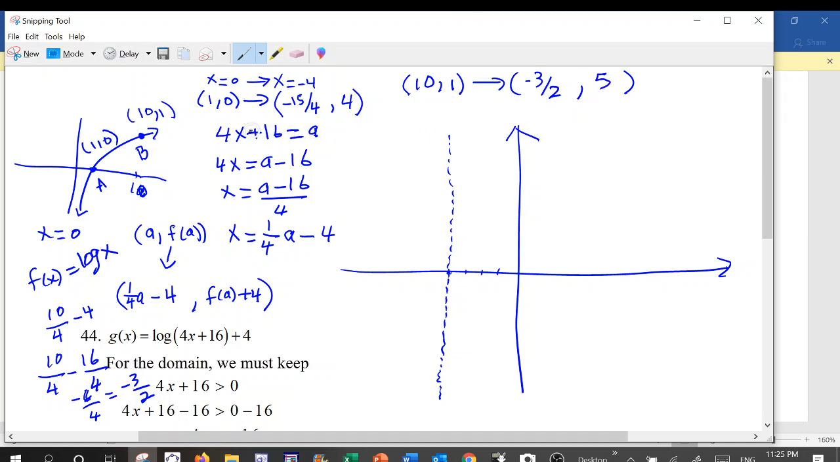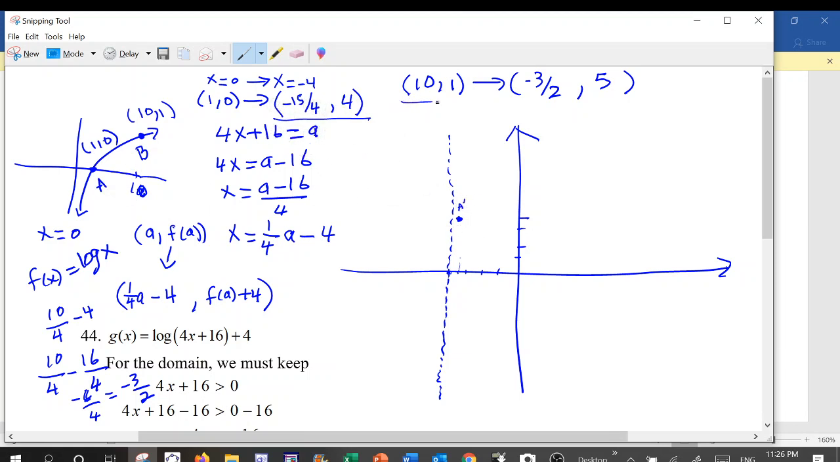So (1, 0) goes to negative 15 over 4, which is like negative 3 and 1/2, right? Negative 3.5 is over here. And the y coordinate of it has to go to 4. 1, 2, 3, 4. So the y coordinate is right there. So that's our a prime, right? Because a is here, so that's a prime. That's the image of a.